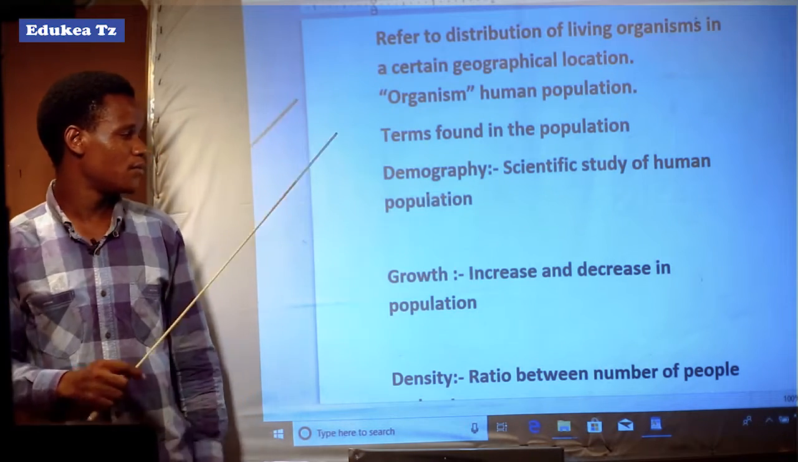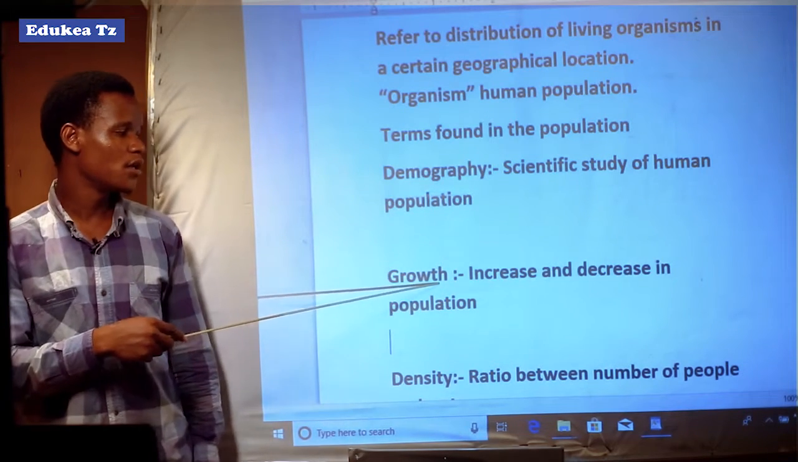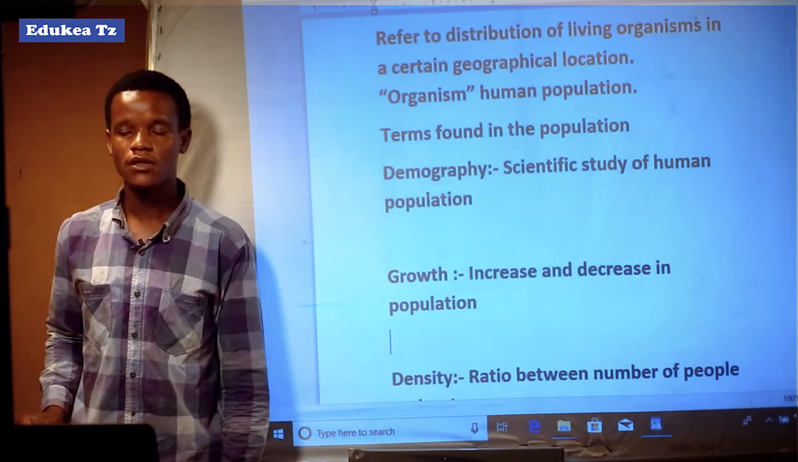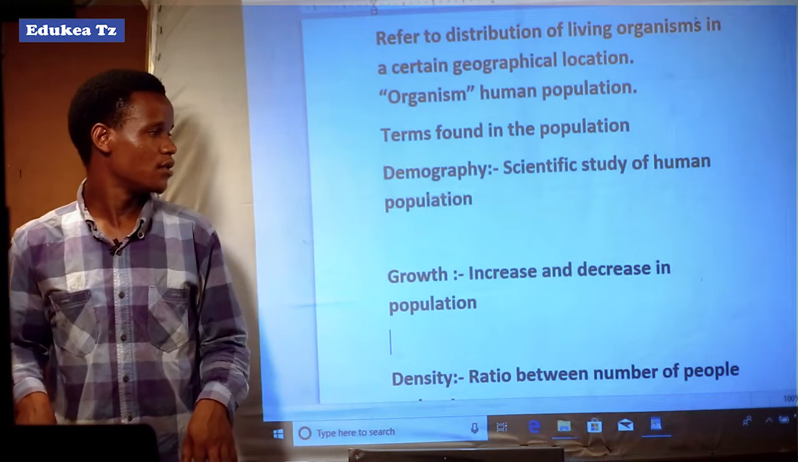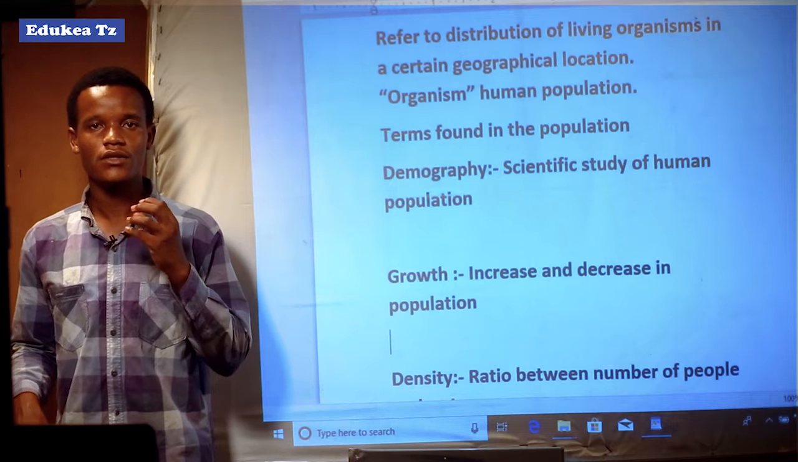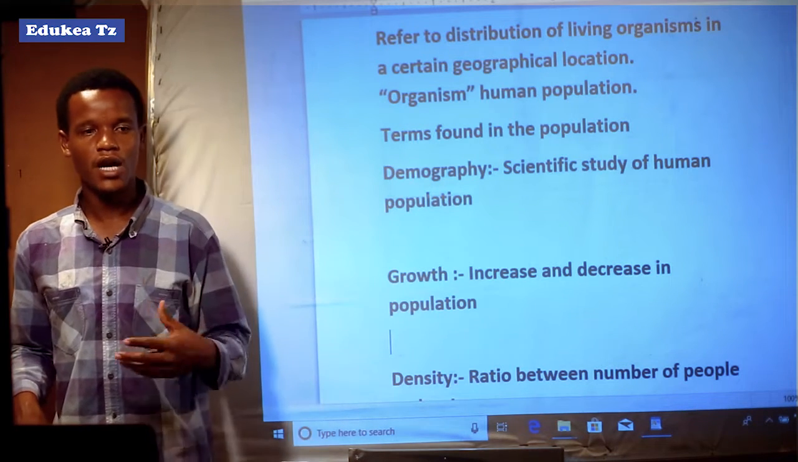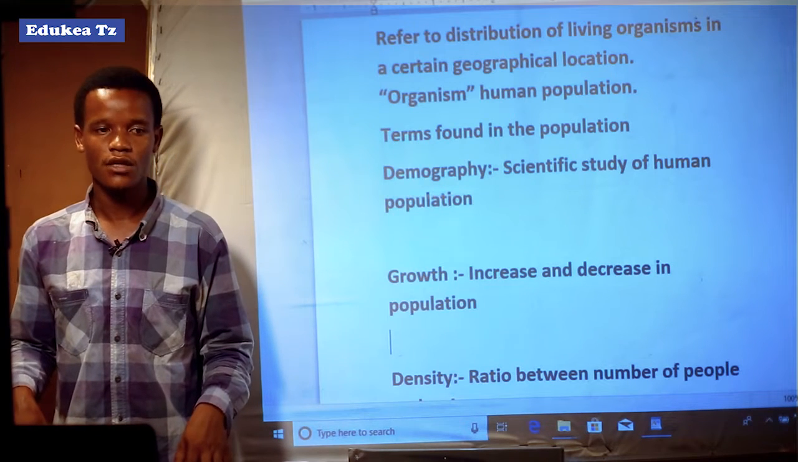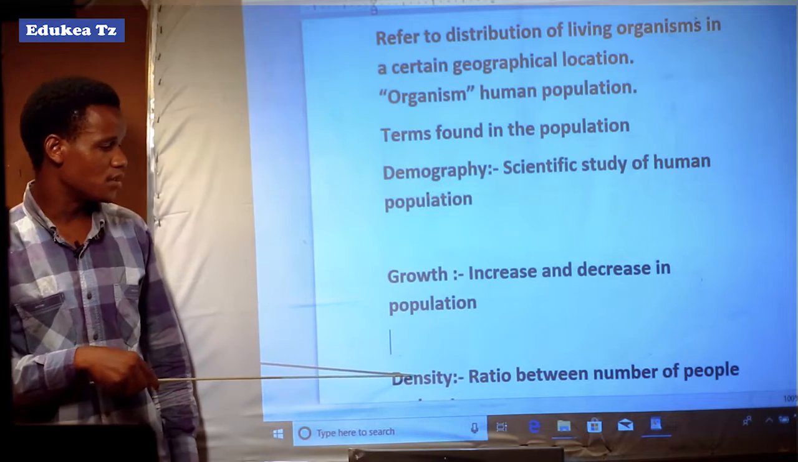Another term that is found in the population is growth. Growth refers to the increase and decrease in population. When we say growth refers to increase and decrease in population, it means that this term is not constant. It changes according to time. So growth is dynamic.